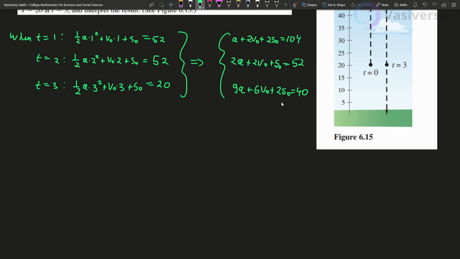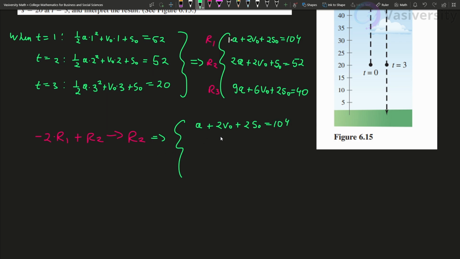Okay, so let's go ahead and actually start. So we have row 1, or equation 1, equation 2, and equation 3. So let's go ahead and we're going to have -2 times equation 1 plus equation 2, change equation 2. Right, because once again, our first equation is already in row echelon form because we have a coefficient of 1 times a in the first equation. So that's perfect. So we're keeping it that way. So, okay, we're going to have a plus 2v naught plus 2s naught is equal to 104.